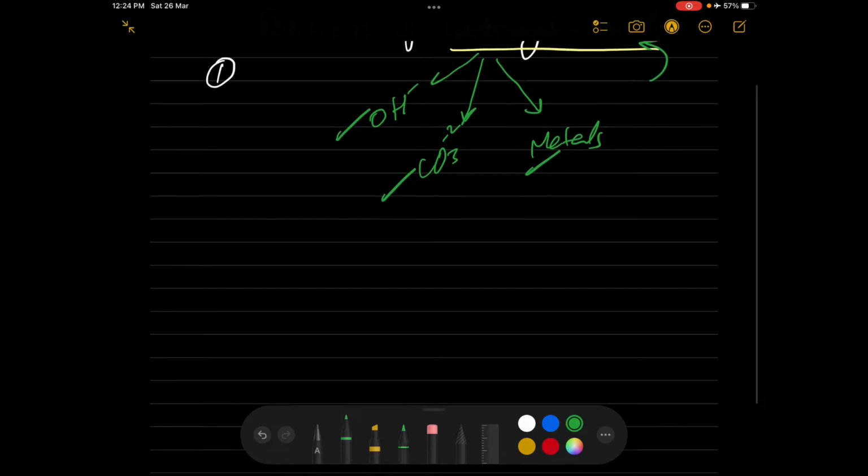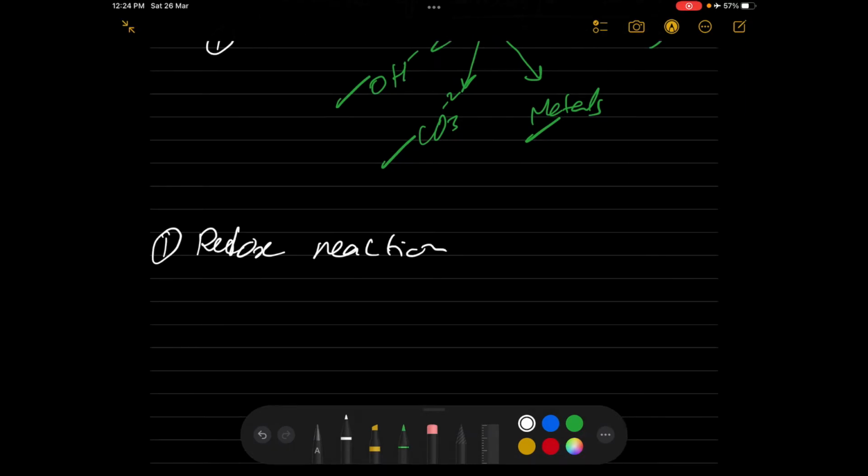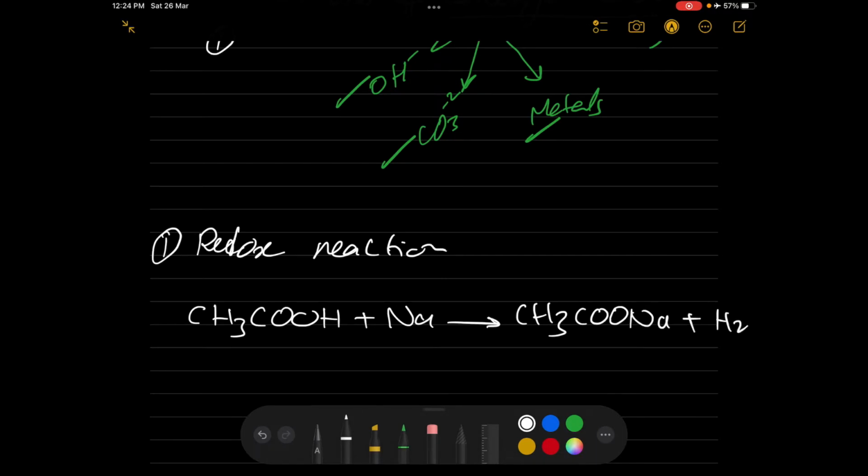So let's start with the first one, which is considered a redox reaction, between metal and carboxylic acid. Suppose that you have a carboxylic acid like CH3COOH, and it reacts with, let's take any metal like Na, and you will have CH3COONa plus H2. So once you make a reaction between metal and acid, you will have hydrogen gas as a result of the redox reaction, and then you will have a salt. So this is the salt, all right?